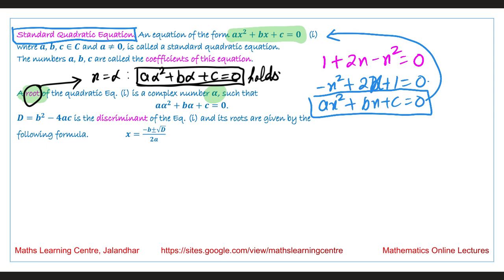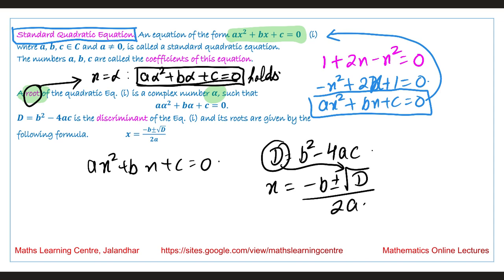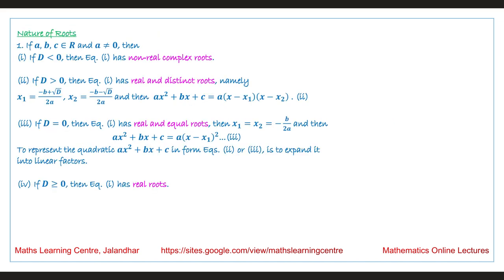Then we know how we solve the quadratic equation ax square plus bx plus c is equal to 0. Using the method of discriminants, we can solve this equation. The value of the discriminant is equal to b square minus 4ac, and the roots of this equation will be given by x is equal to minus b plus or minus square root of d by 2a. This d is the discriminant. So based upon this formula, we have different cases.